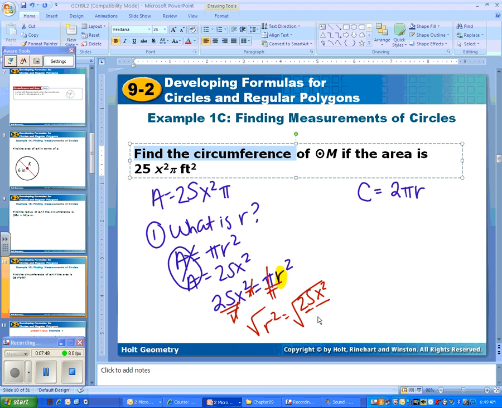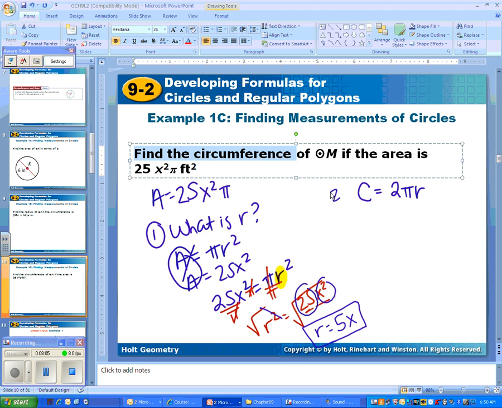Awesome. So to get the radius, take the square root. These cancel out, now you have r. What's the square root of 25? The square root of 25 is 5. And what's the square root of x squared? That would just be x. So now you have your radius just equals 5x. And that's your first step.